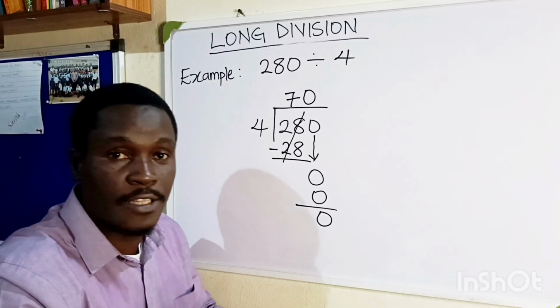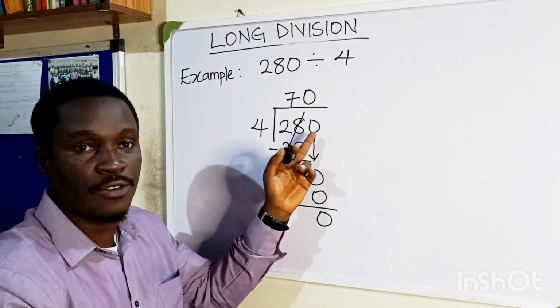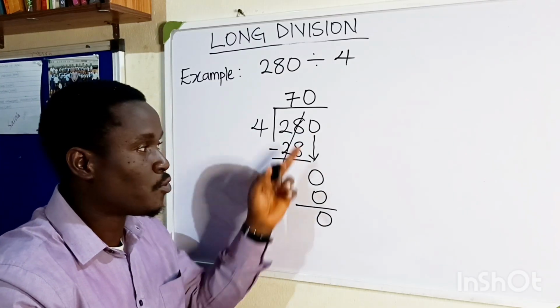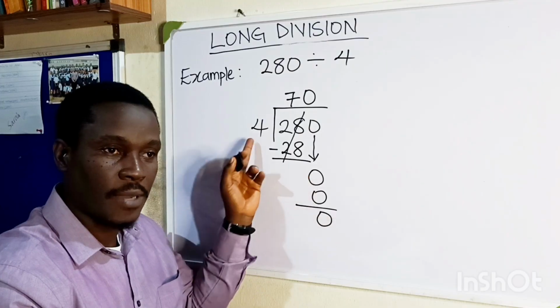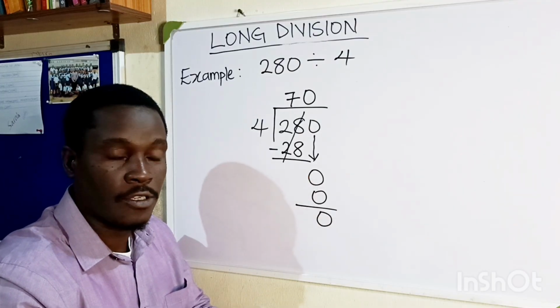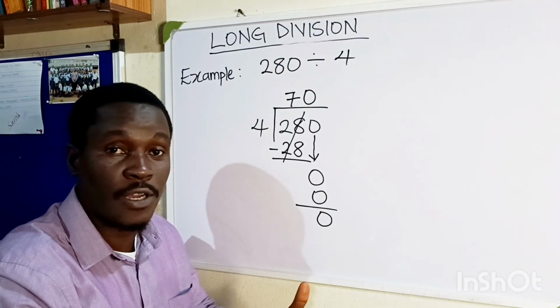So some students get confused when they have this extra 0 here. They don't know that they are supposed to bring it down and divide it by the divisor here. So that's one mistake I've observed with individuals that I've worked with.